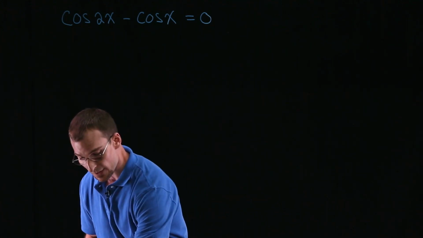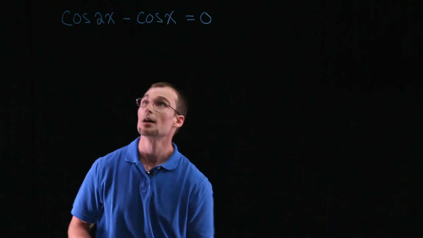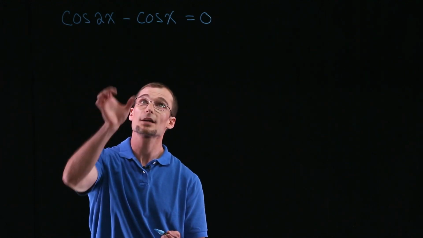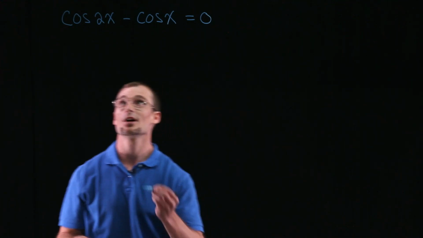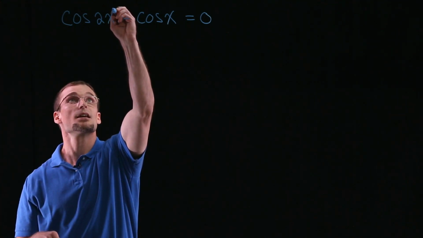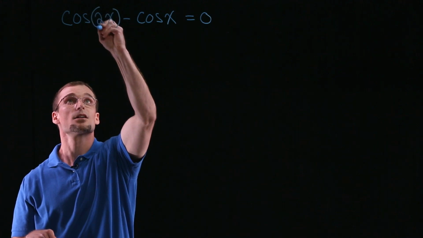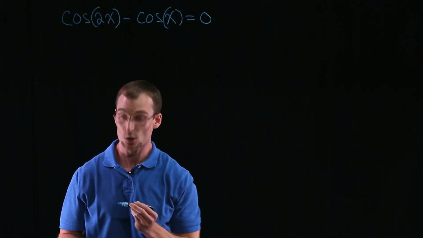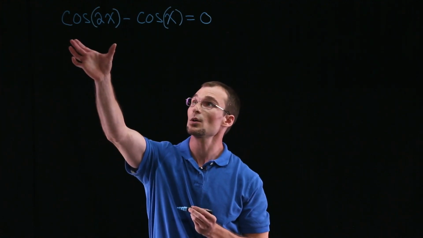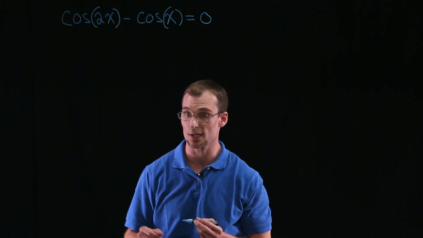Now, one crucial thing to remember is we have cosine of 2x minus cosine x. So we can't factor out a cosine. Keep in mind this 2x is on the inside of the cosine function, just like this x is on the inside of the cosine function. So this is cosine of 2x on the inside, not 2 cosine x.